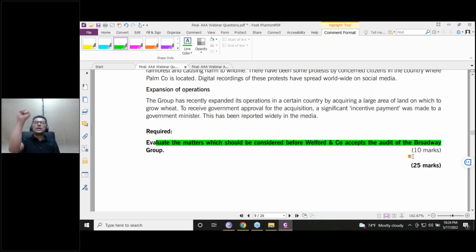Number one, do we have the competence and resources to do the job? Professional competence and availability of resources, more or less one and the same thing. Number two, the integrity of the client. If there are doubts over the integrity, I might want to avoid them. Last but not least, if there is any other ethical issue. So three headings you need to keep in your mind. Number one, competence and resources. Number two, ethical issues. Number three, the integrity of the client. Is this clear?